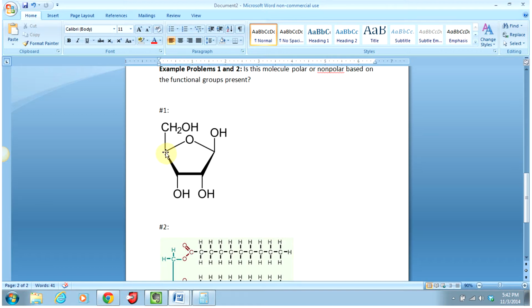Every place where I see a corner of this pentagon, there should be a carbon atom there. They don't draw them in, but we're going to assume that they're there. And it looks like we have a bunch of hydroxyl groups, OH, hanging off of that central carbon ring. We know that OH is one of our polar functional groups, and since there are so many of them on this small molecule, I'm going to assume that the molecule as a whole is polar. So this molecule is going to be attracted to any polar or hydrophilic molecule, and it's going to repel any nonpolar or hydrophobic molecule.